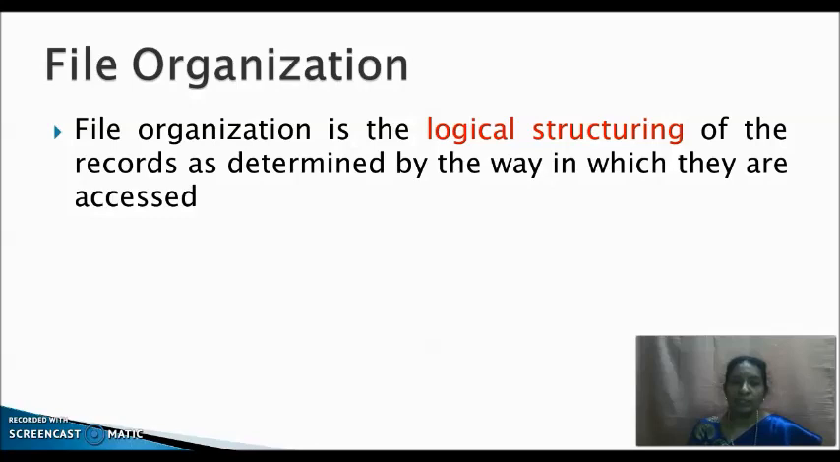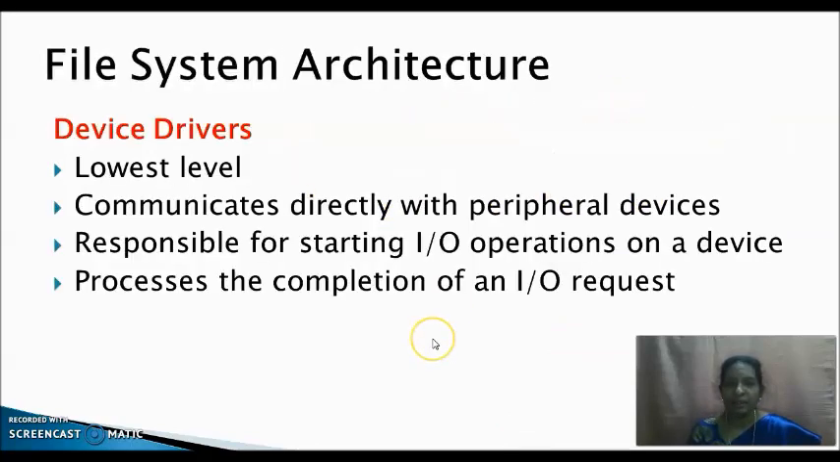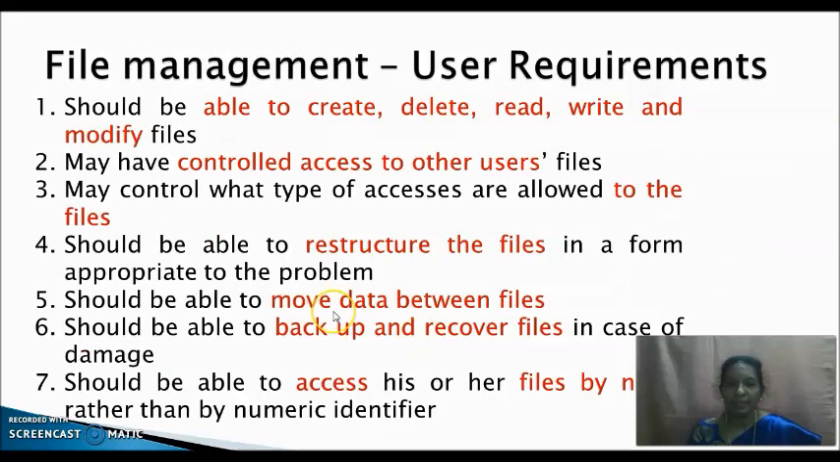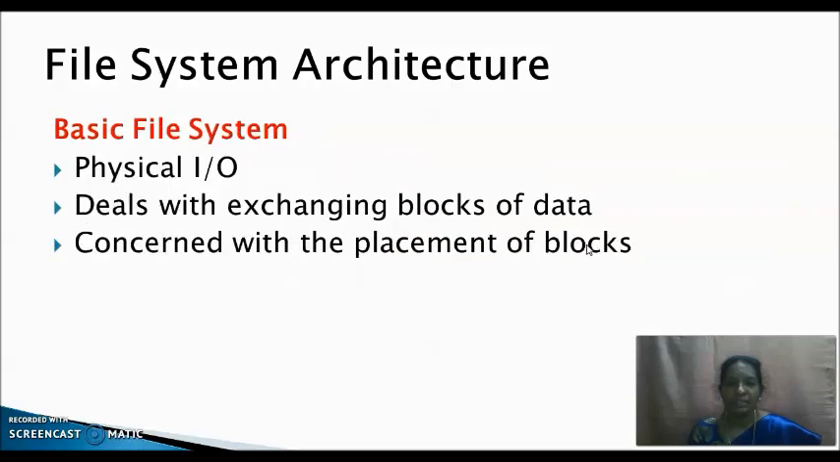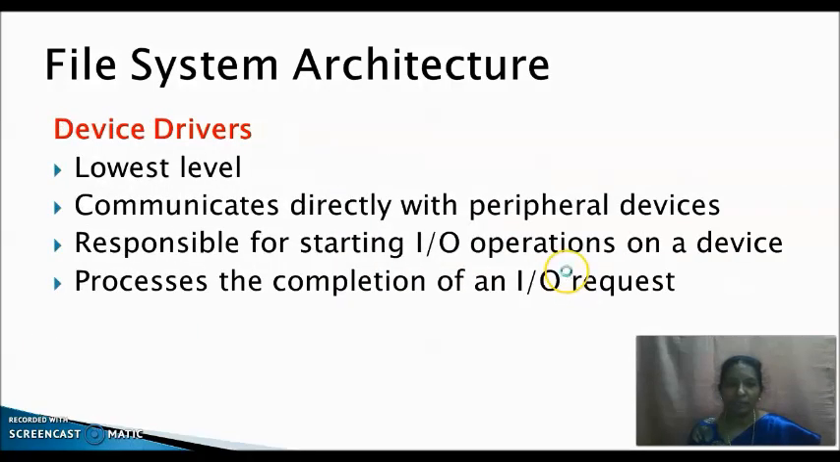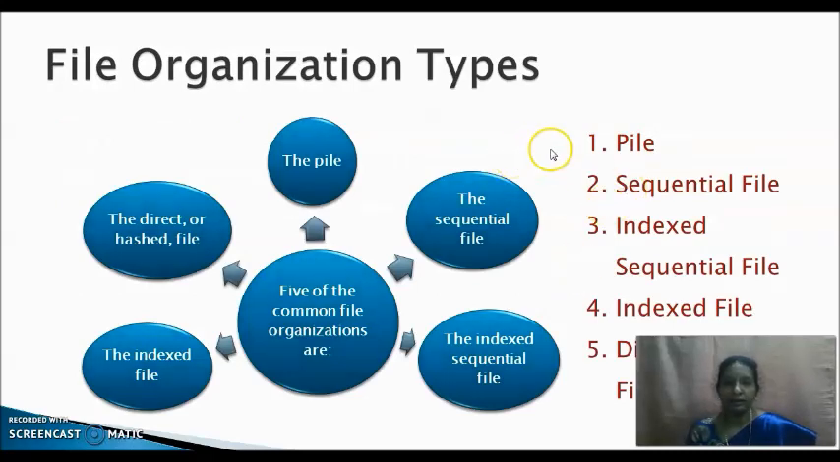The next we are going to see is file organization. File organization is the logical structuring of the records as determined by the way in which they are accessed. This logical structuring is coming here. So file, sequential, indexed, hash, these are all logical structures. Let's see one after the other.